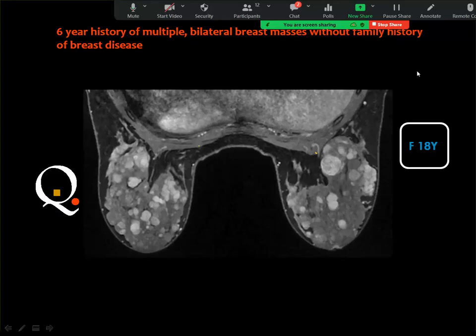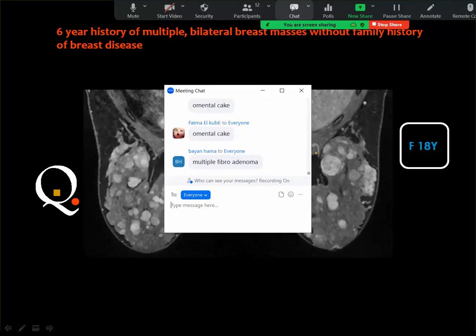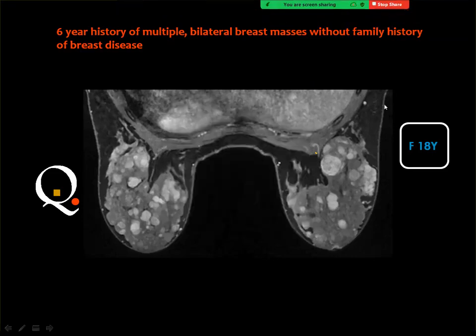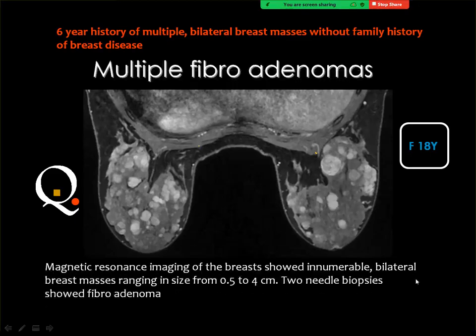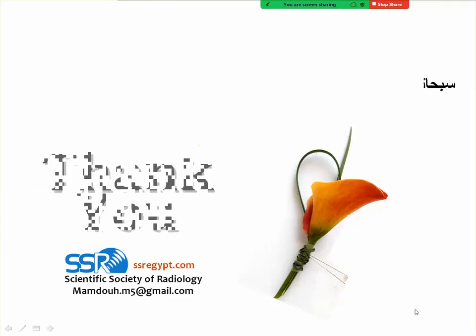Next case is an MR mammogram of a female patient, 18 years old, with a 6-year history of multiple bilateral breast masses without any family history of breast disease. Yes, the answer is right. This is multiple fibroadenomas in the breast. It is a little bit strange that you can get one or two fibroadenomas in each breast, but here you got too many fibroadenomas in the breast, showing homogeneous enhancement, well delineated outline.